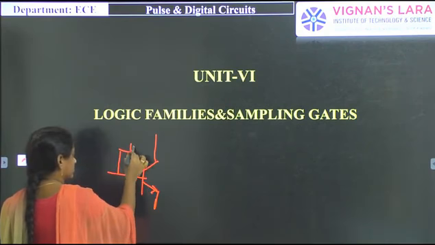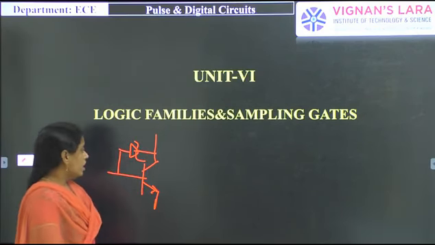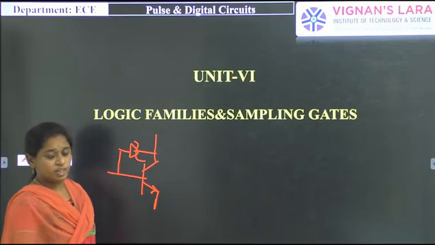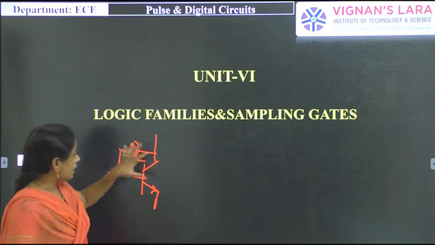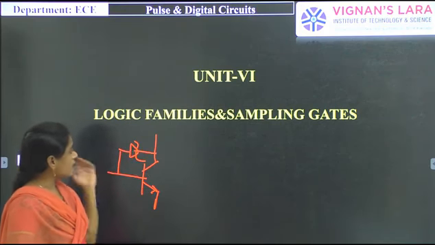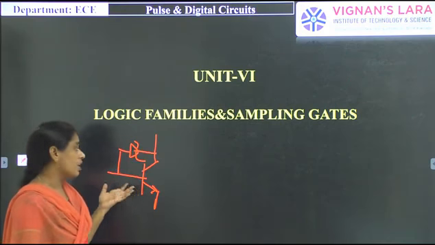Like this. This is a Schottky TTL symbol, nothing but the design. Simply, in the base, emitter and collector terminals, there is an extra diode added, which we have to call the Schottky barrier.